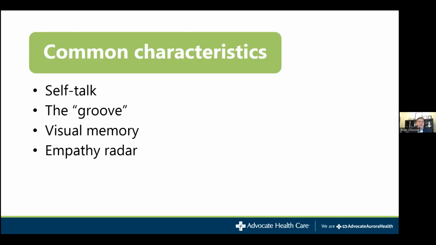But sometimes it can be a negative thing where a bad memory is very strongly held onto and very, very vivid to them. And that can be a challenge sometimes. And then something we call empathy radar, which by and large seems to be a very positive thing, where many people with Down syndrome are very sensitive to the feelings of others and can sense that there's something going on and empathize with the other person.